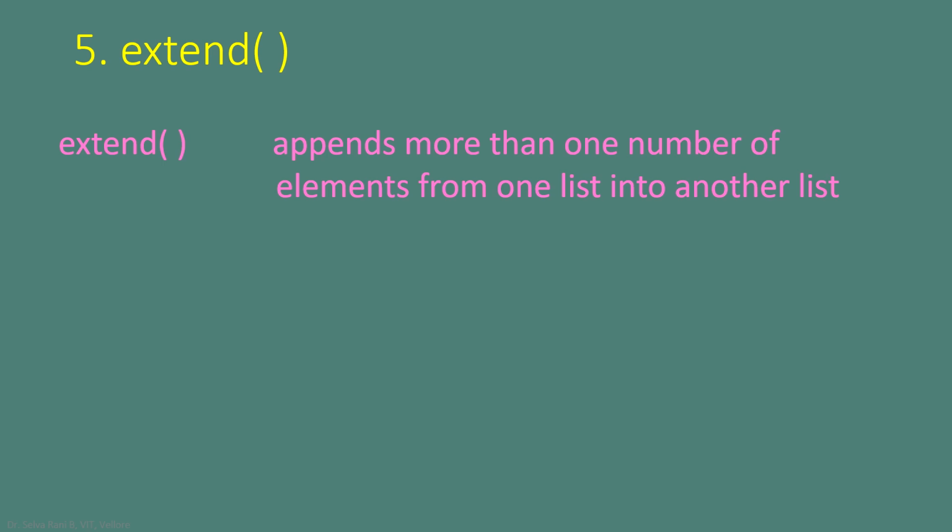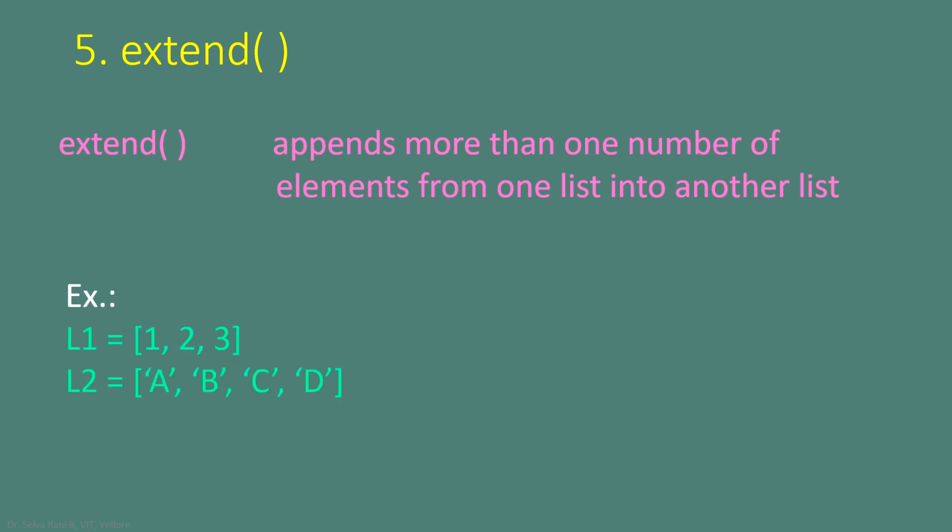Next method is extend. Append will add only one element at the end of the existing list, whereas extend will append more than one element into a list, but this can be done with the help of another list. Let's see an example here.